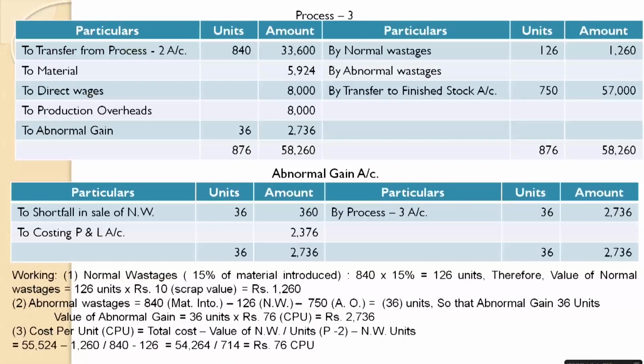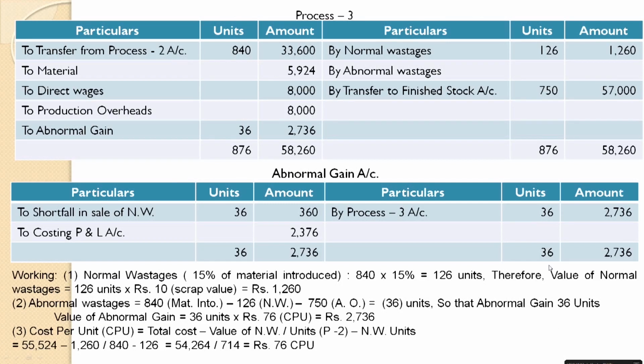Now, see the solution. First we need to calculate the normal wastages, and the normal wastages would be calculated the same way as we calculated in the first and second process. See working number 1, normal wastages in this particular process comes to 15% of the material introduced. How many units were introduced in this process? That is 840 units. So, 840 units introduced in process 3 multiplied by 15% comes to 126 units. So, this is your normal wastage. Now, see the process 3 account credit side, normal wastage is 126 units, which is written clearly.